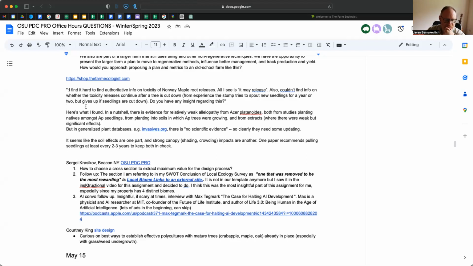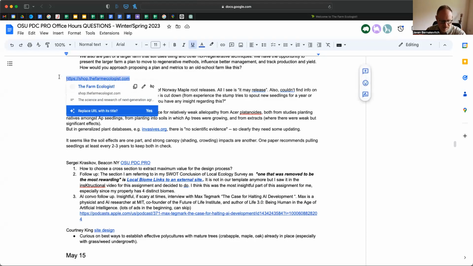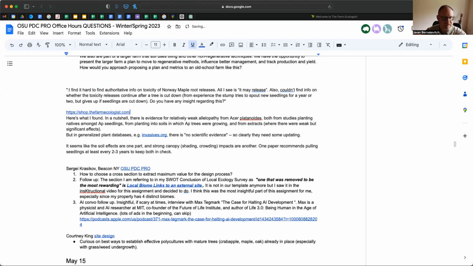And here's what Susan found. Again, pharmacologist. We can make sure that this is well cited. Here's what I found in a nutshell. There's evidence for relatively weak allelopathy from Acer platanoides, both from studies of trees planted among natives and planting into soils in which the trees were growing, and extracts were weak but significant effects. But in generalized plant databases like invasives.org, there is no scientific evidence, so clearly they need some updating.